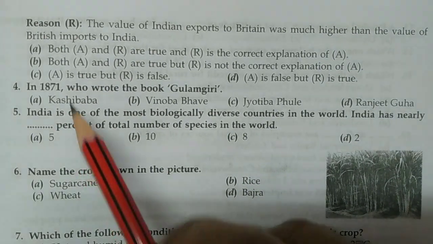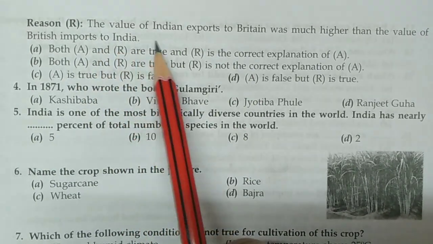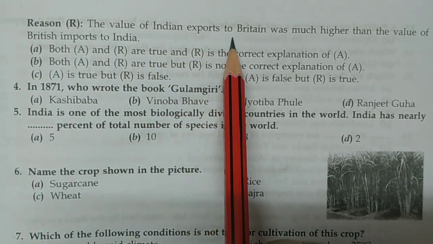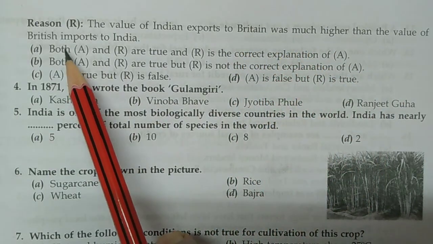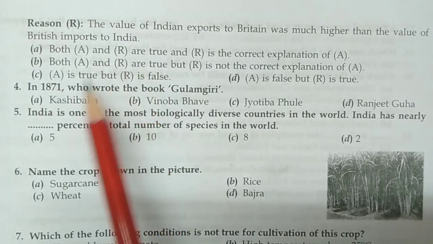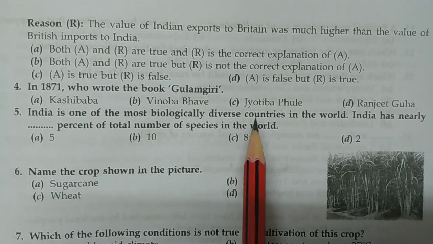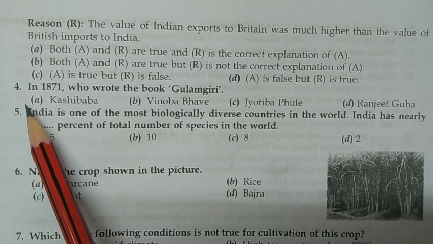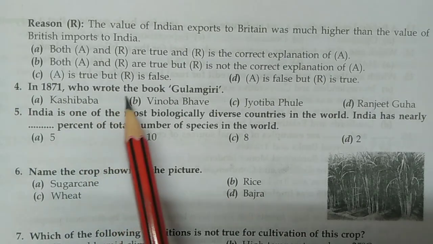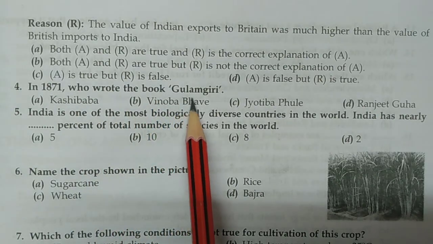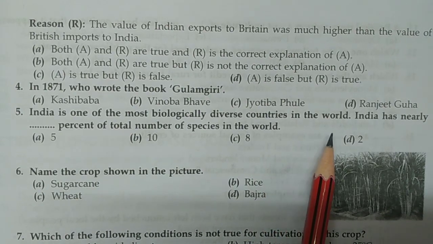So now let's start from the reason. Reason R: the value of Indian exports to Britain was much higher than the value of British imports to India. Options A, B, C and D are given, so you can find the correct answer from here. Now question number 4: in 1871, who wrote the book Gulamgiri? You have these 4 options, you can easily identify the answer from here.